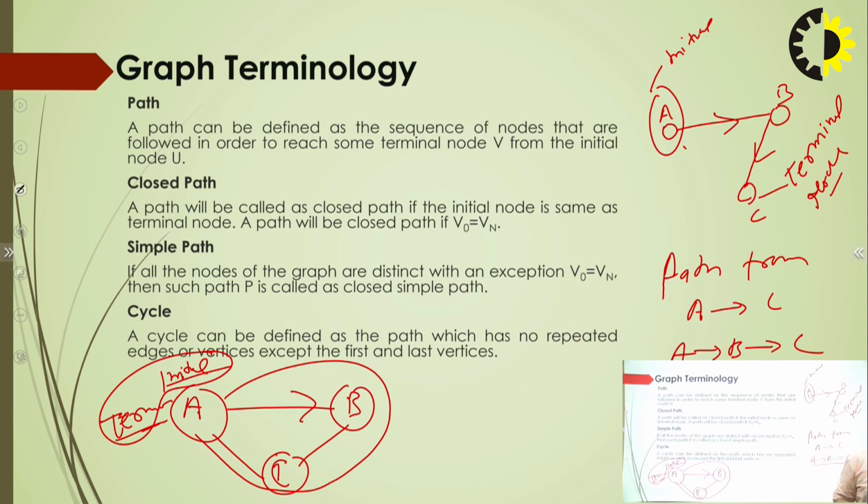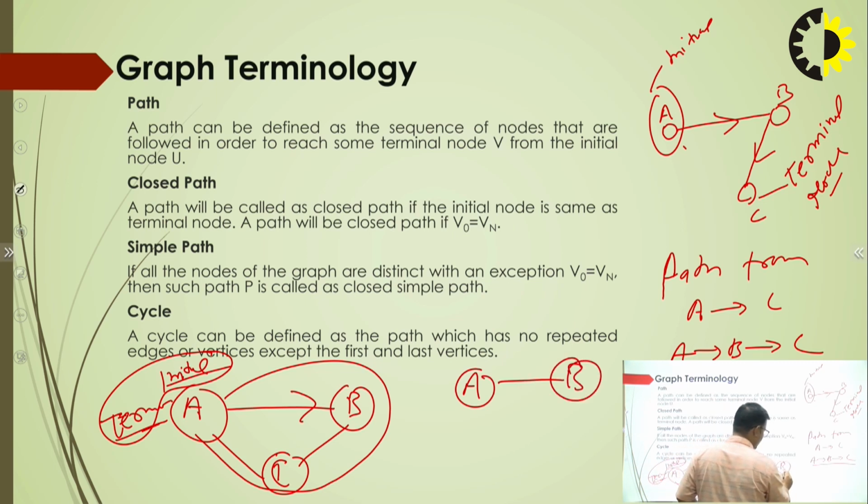Cycle path. A cycle can be defined as a path which has no repeated edge or vertices except the first and last vertices. Always keep in mind, means vertices will not repeat except the first and last. Okay, suppose that A, B, C, D.